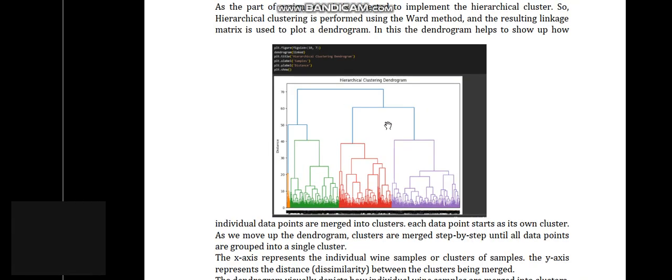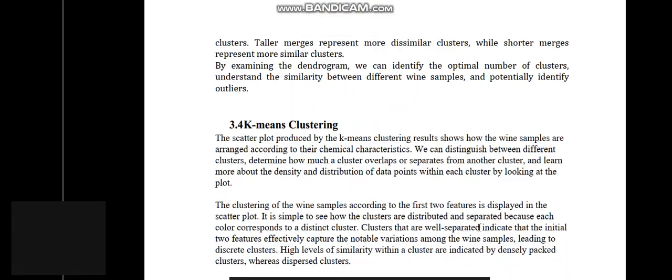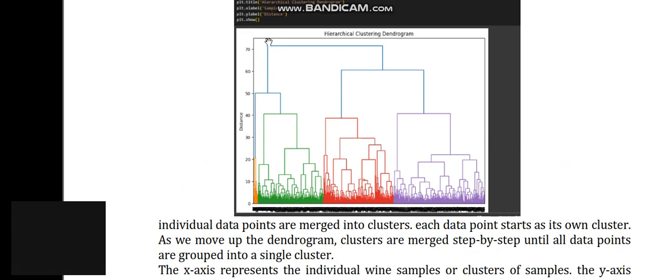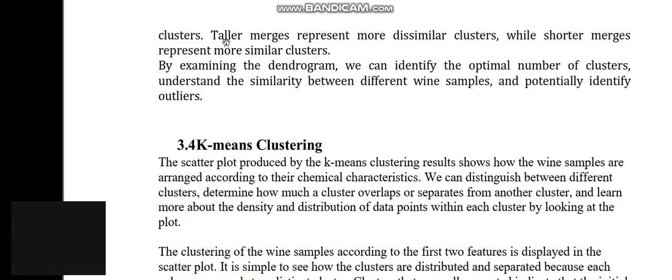You can see it, right? Okay, that's great. Then similar samples are iteratively merged into larger clusters. It is getting larger as it is becoming singular. And then the height of the merge indicates the dissimilarity. Can you see the distance in here? It indicates the dissimilarity between clusters. Taller merges represent more dissimilar clusters, while shorter merges represent more similar clusters.